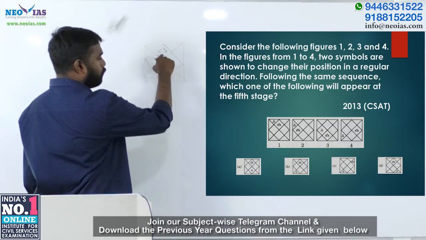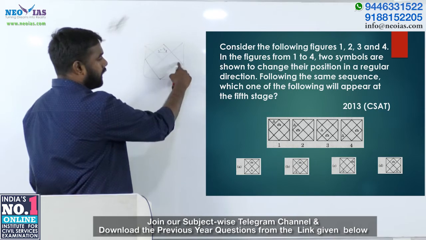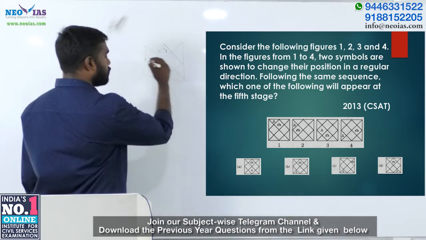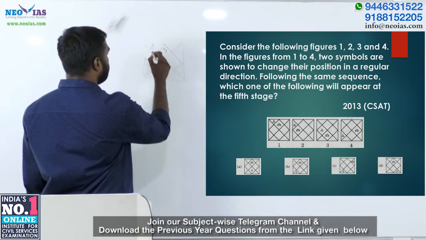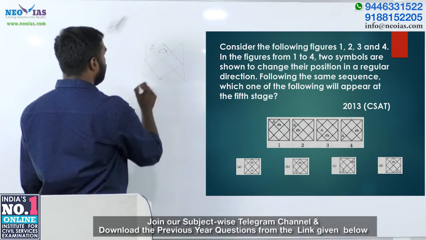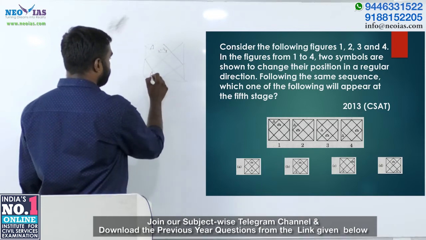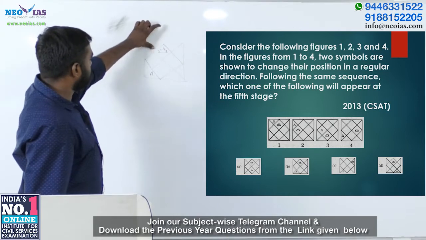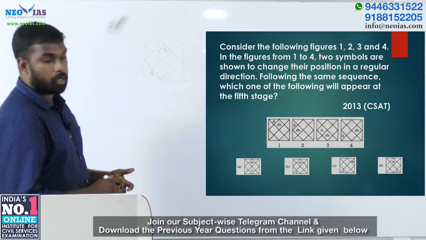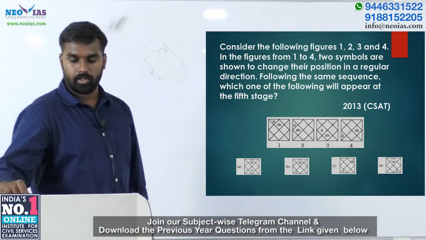First it was in the first, second, third, fourth, and fifth. It will be here itself. And the triangle is here initially. 1, 2, 3, 4, 5. This will be the position. The answer is what? Option B. Option B will be the answer.